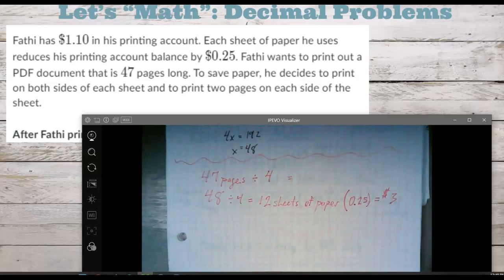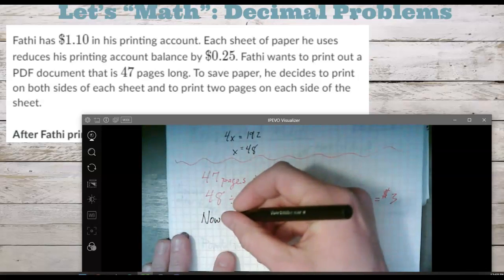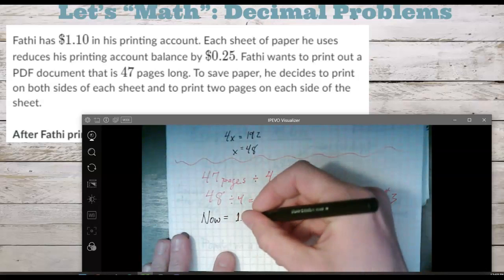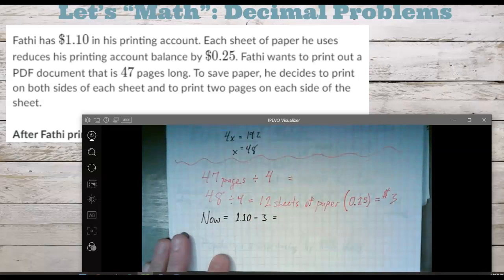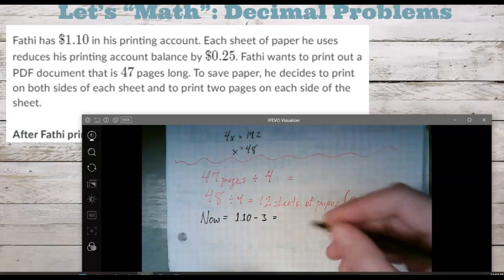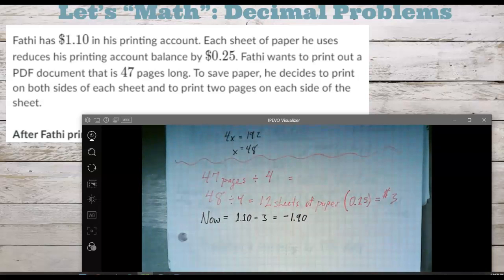So if the print job costs $3 and they had $1.10 in their account, I'm going to switch pens because my red pen isn't really writing all that great. Now we would say the $1.10 minus the $3 spent. I think this is where some of you got confused too. Their account can go negative, right? If it's an account with the school or somebody like that, you can normally go negative and then pay that back. So this ends up negative $1.90.